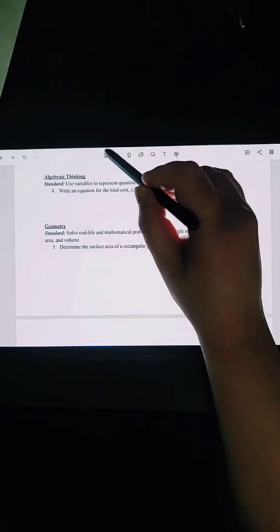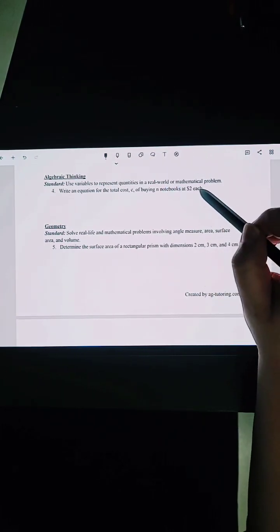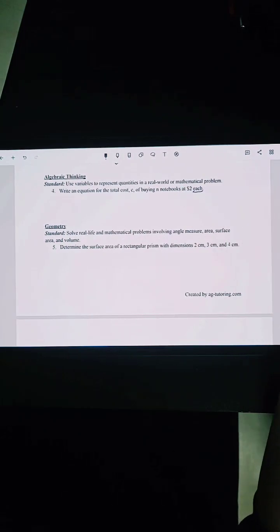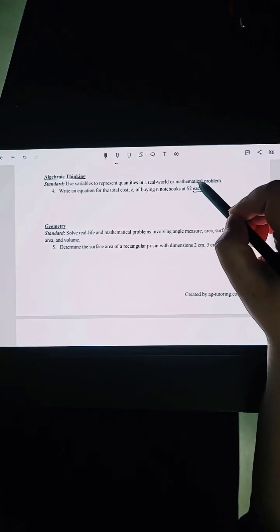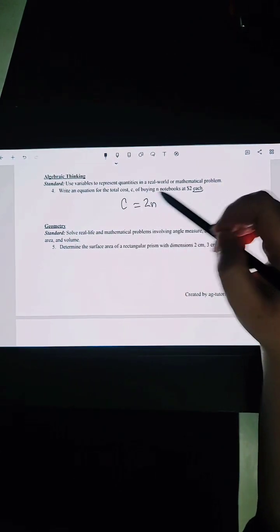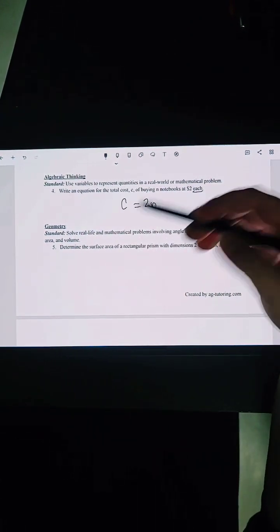So now let's go to this problem right here. It says write an equation for the total cost, which is represented by C, of buying N notebooks at $2 each. So on the exam, and for a lot of these problems, whatever number is near the word each is usually what you're multiplying by the variable in your problem. So it's $2 for each of the N notebooks, so it'd be 2N equals the total cost. Let's say you buy 5 notebooks, you could put in 5 for N, 2 times 5, that would give you the total cost of $10 for those notebooks.